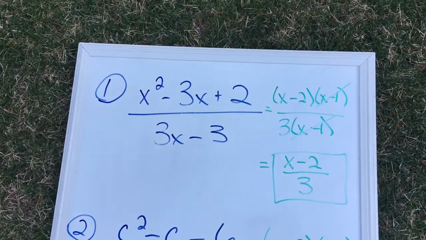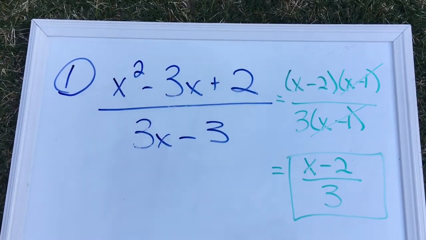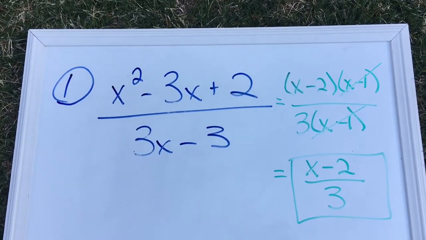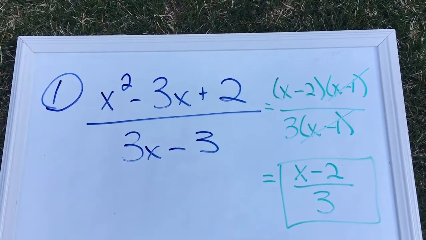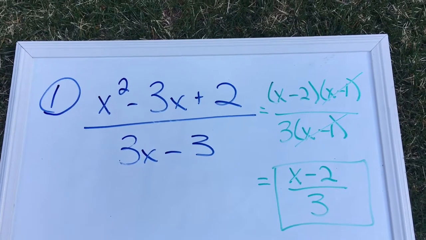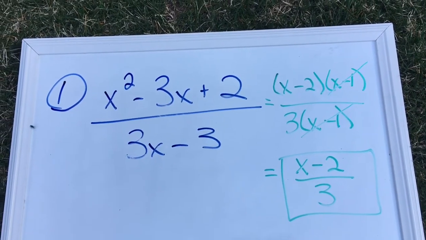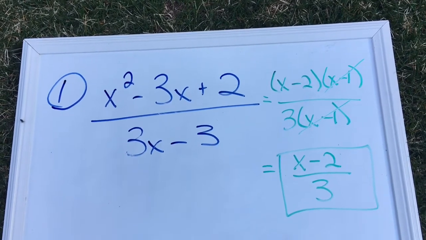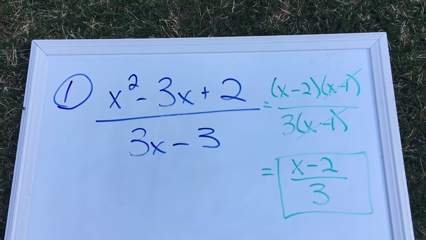You can probably see now why it was important to review factoring before we started. If you look at number 1 on the top, it's a trinomial, and so we need 2 numbers that multiply to be 2 that add up to be negative 3, so it'd be x minus 2 and x minus 1. The bottom has a GCF of 3, so it's 3 times x minus 1. Then we get to cross out our x minus 1s, and your final answer is x minus 2 over 3.